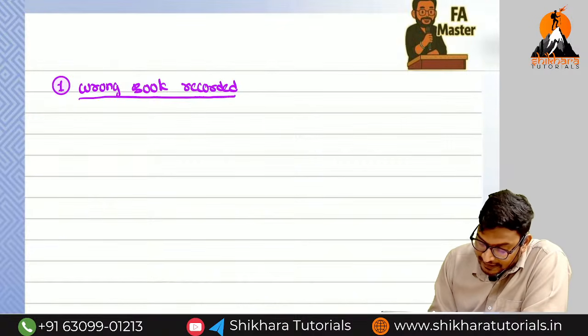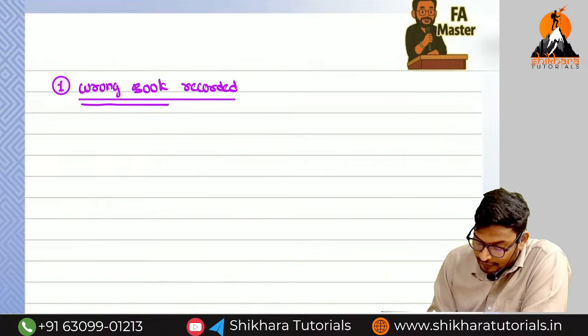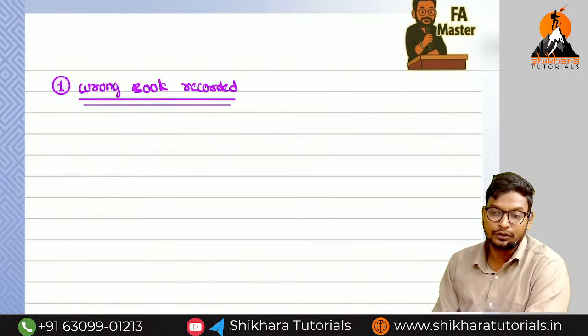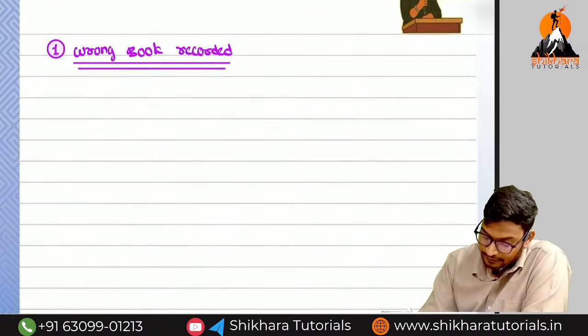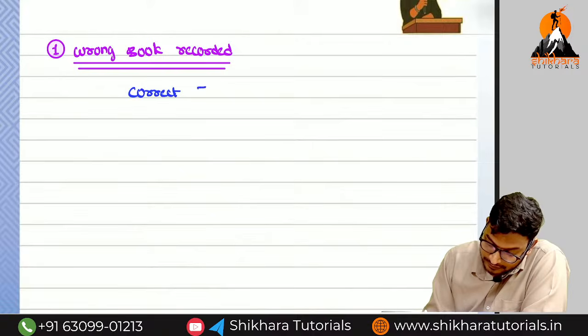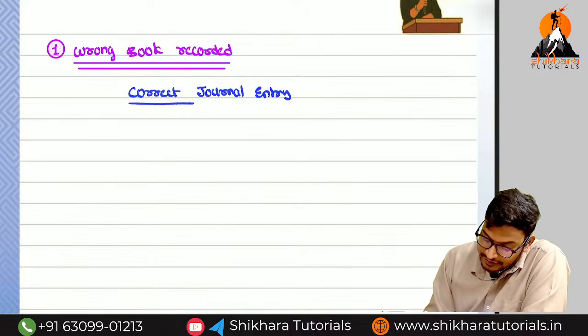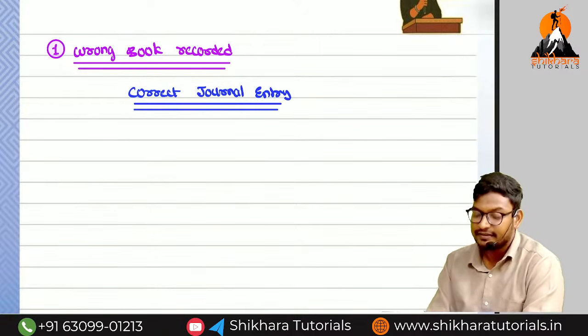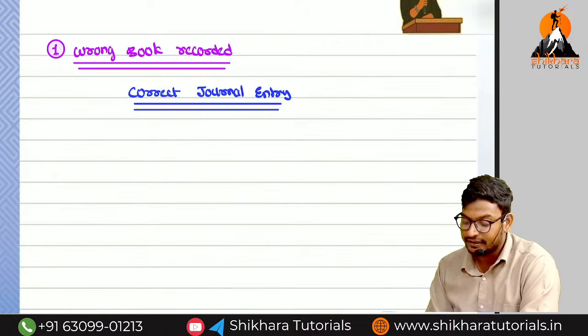For you, the type of error is unnecessary. Only how to do the rectification you have to learn, that's all. So what is the correct one? First one, correct journal entry. Which book do we need to record in? We need to record in the sales book. Sales book means credit sales or cash sales? Credit sales.